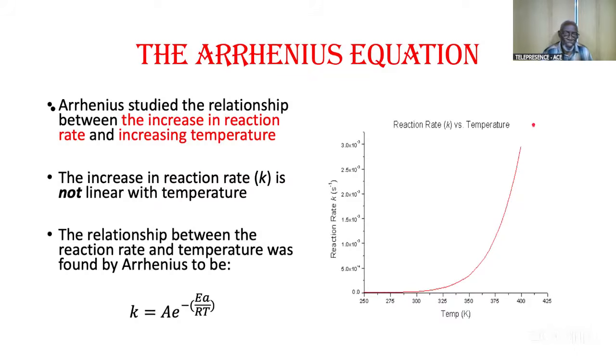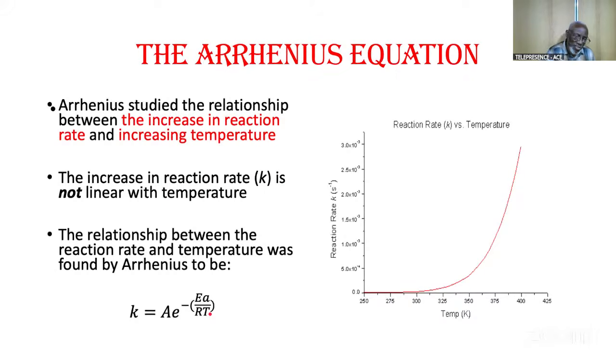It goes like this. So he looked at the rate constant, K, against the temperature. As the temperature increases, the rate constant increases, but it was not a linear relationship. It goes that way. And so the relationship between the reaction rate and temperature was found by Arrhenius. He found it to be equal to K, which is the rate constant, A, and then E is the activation energy, R is the gas constant, and T is the temperature in Kelvin.